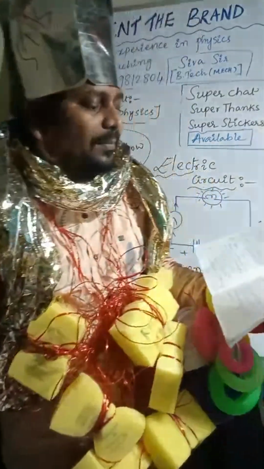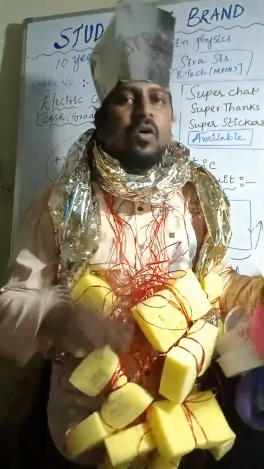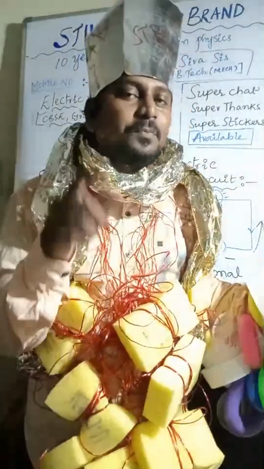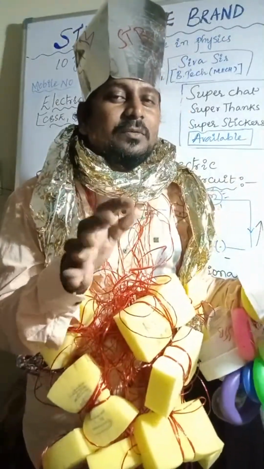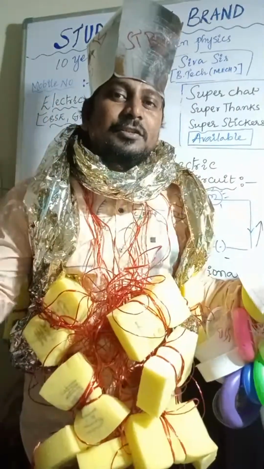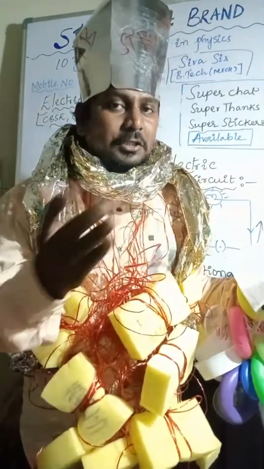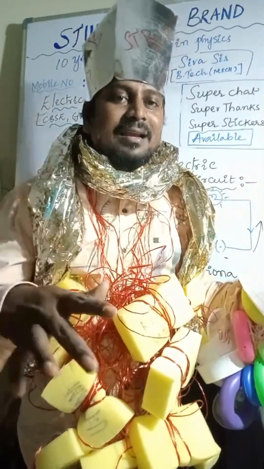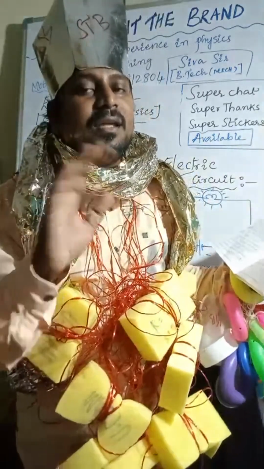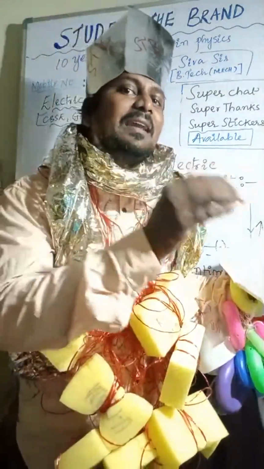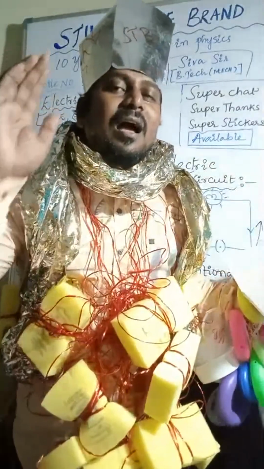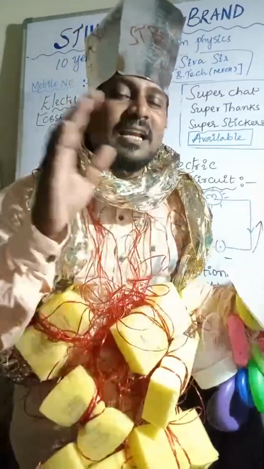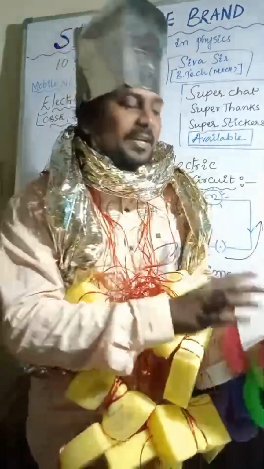List in a tabular form two differences between voltmeter and ammeter. Voltmeter is used to measure the potential difference. Ammeter is used to measure the current. Voltmeter is connected in parallel combination to the circuit. Ammeter is connected in series combination.